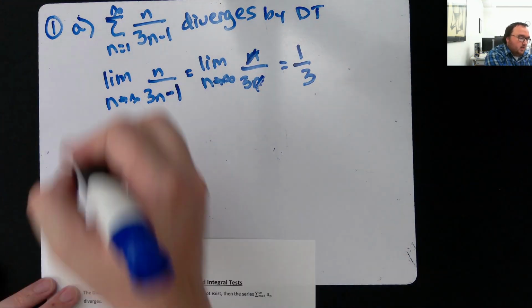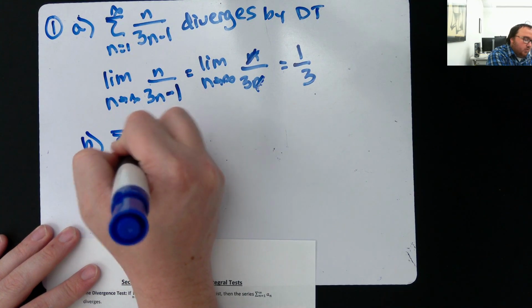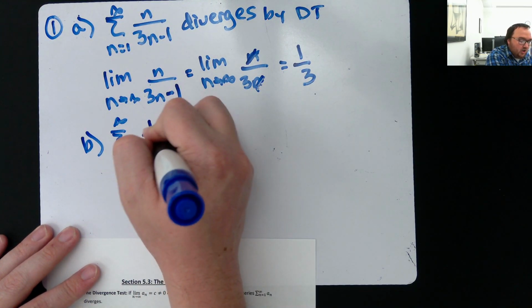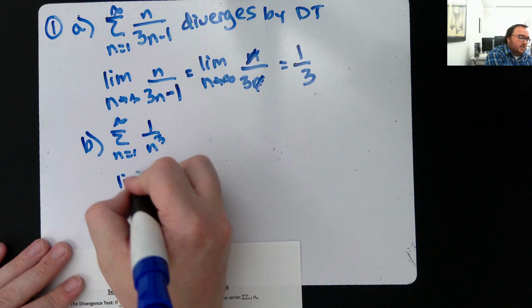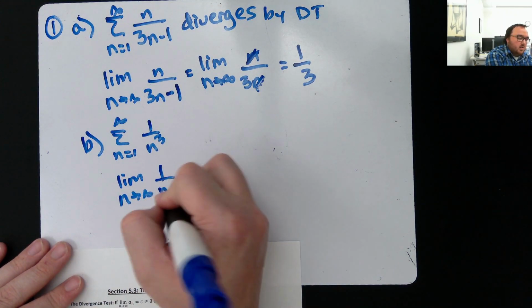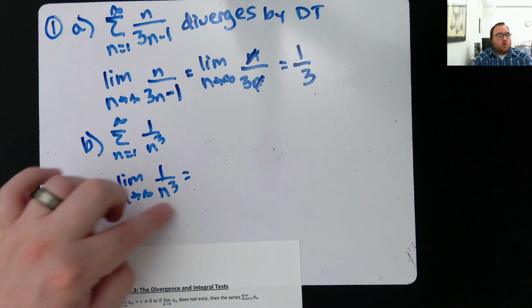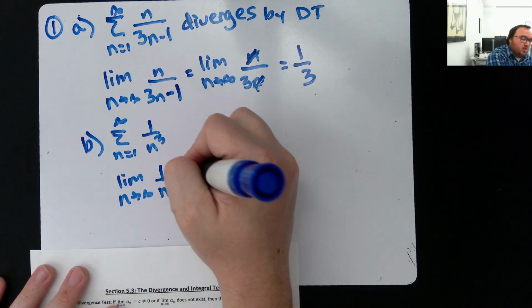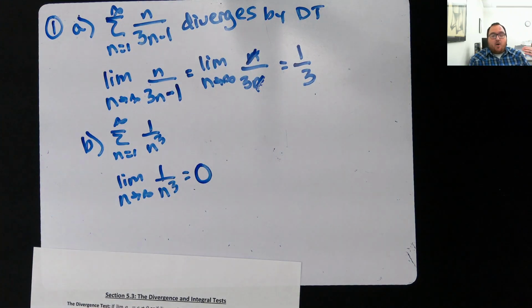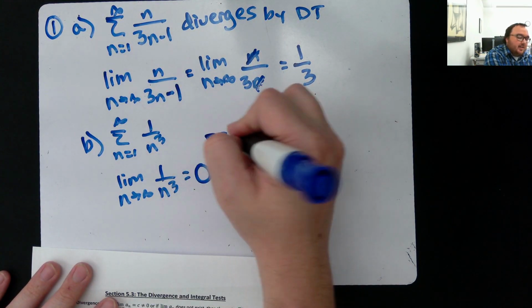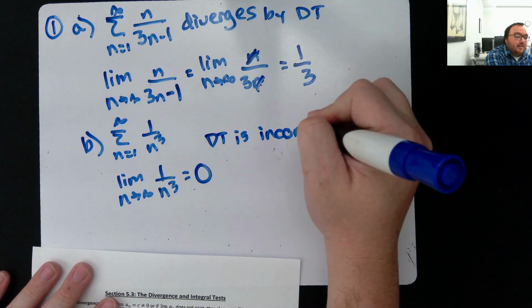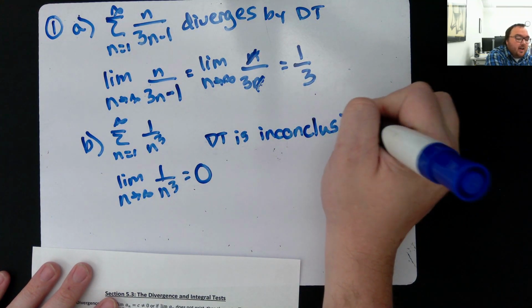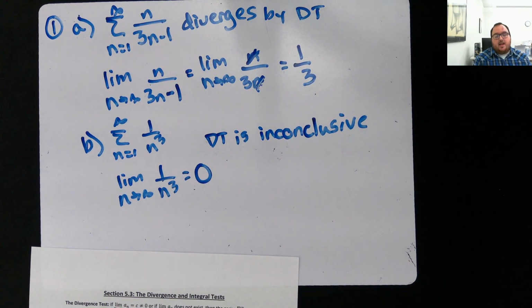For b, we're looking at the sum from n equals 1 to infinity of 1 over n cubed. Well, the bottom is getting really big, which means the whole thing is getting really small. It goes to 0 there. Now, what this means is that the divergence test is inconclusive. The divergence test can only tell us if it for sure diverges. It doesn't let us know anything else. So it is inconclusive there.